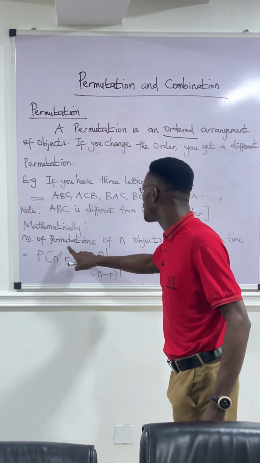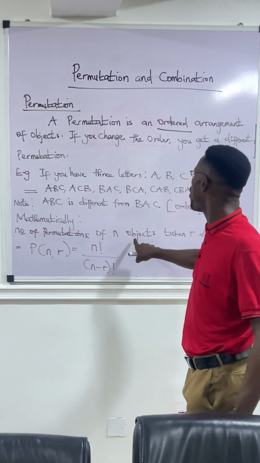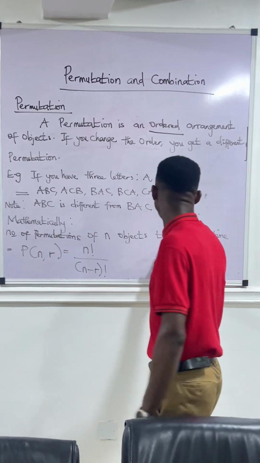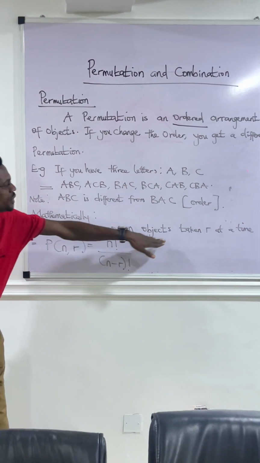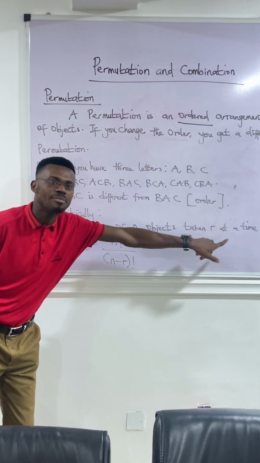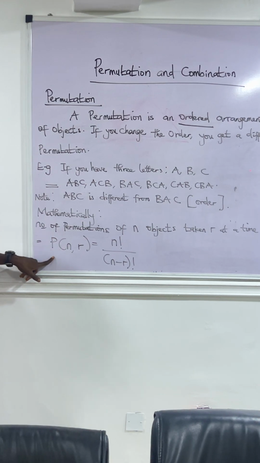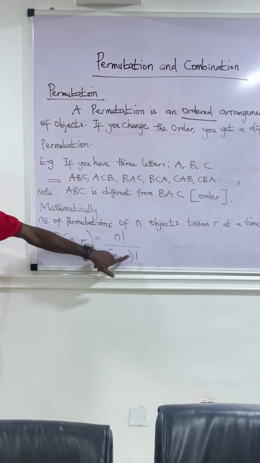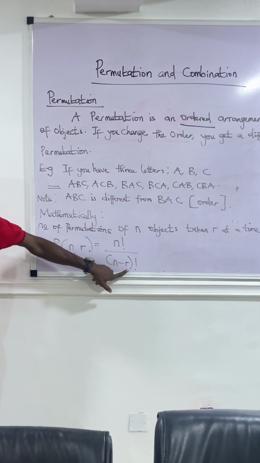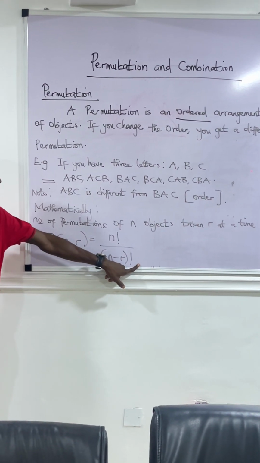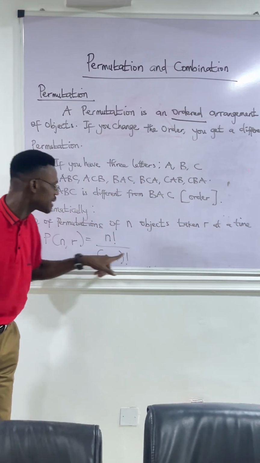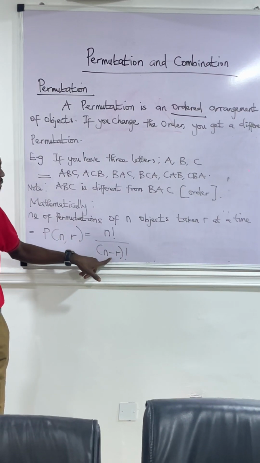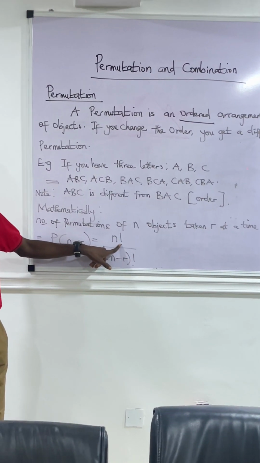Now I said number of permutations of n objects taking r at a time. So if I'm given a certain number of objects to pick a certain number at a time, now, how do I calculate that? It becomes n factorial all over n minus r factorial. Okay? So, number of permutations of n objects taking r at a time is n factorial over n minus r factorial. Now, what do we mean by factorial?